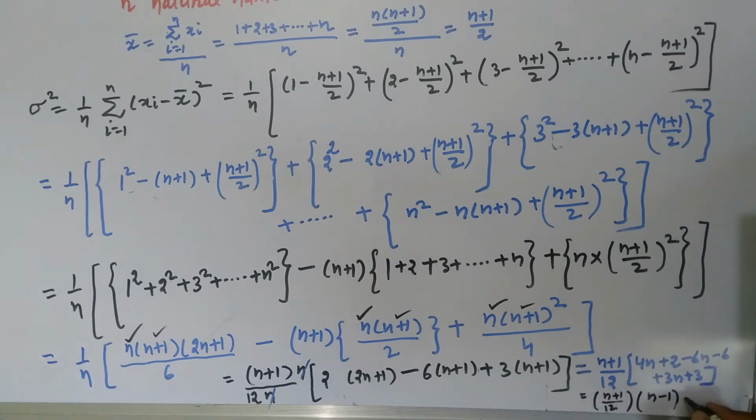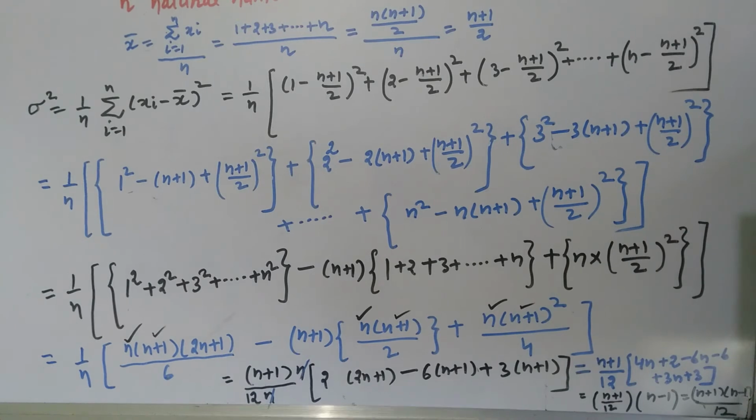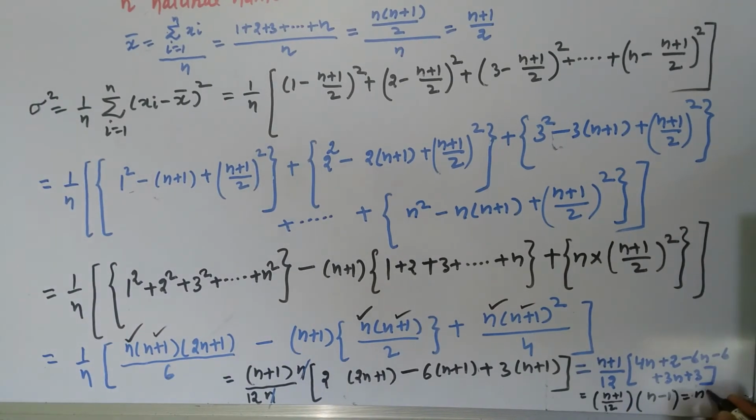So what is the answer? The final answer of the question is n plus 1 into n minus 1, whole divided by 12, or we can say n square minus 1 upon 12, n square minus 1 divided by 12. So this is the variance of the first n natural numbers.